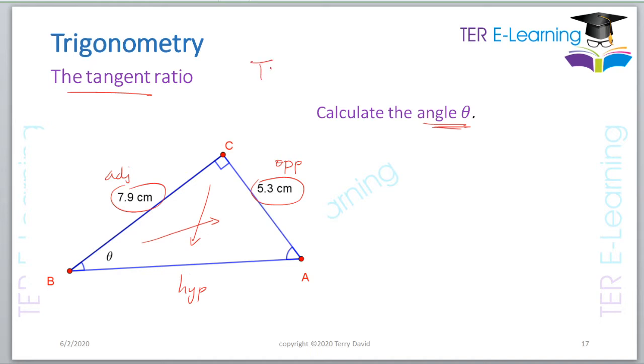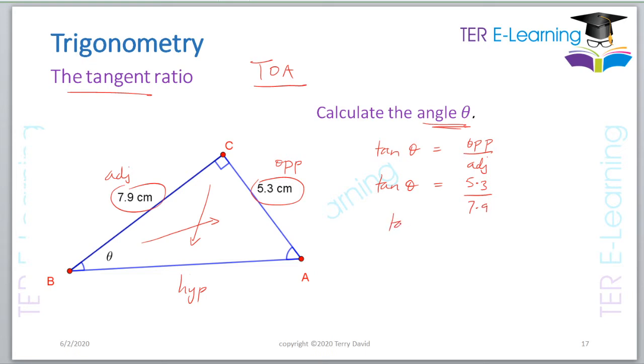So that is TOA. We're going to use this. Tan is opposite over adjacent. So we start off by writing tan theta is opposite over adjacent. Keep in mind exactly how I'm writing out the solution here is what you are expected to write in the exam in order to get full marks. So pay attention to what I'm writing. Tan theta is equal to opposite. In this case, we know the opposite is 5.3, divided by my adjacent, which is 7.9.